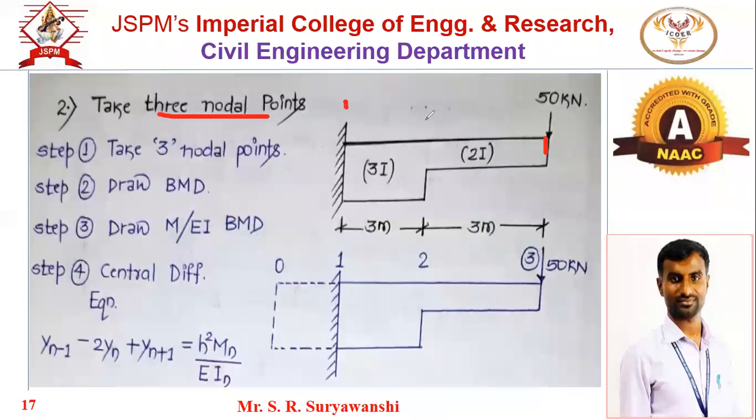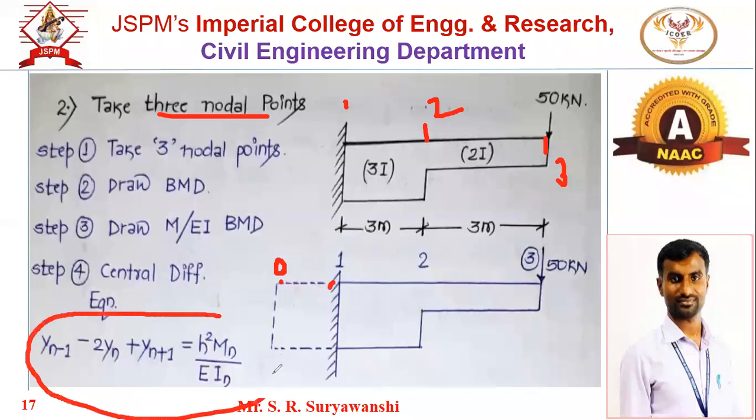This is node number 1, this is node number 2, this is node number 3. So cantilever beam is there. So consider the imaginary node on either side of the fixed support. Node 0, we have to start with 0, 1, 2, 3. And this is the equation, central difference equation. So this is positive, but while putting the value of bending moment, you have to put it as a negative.